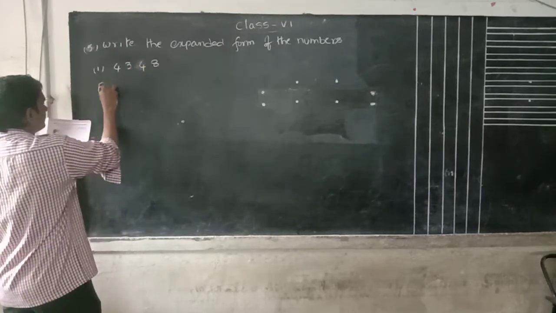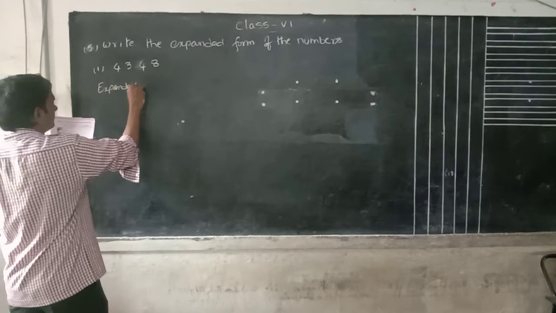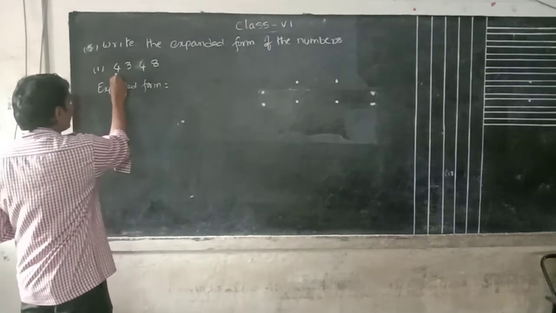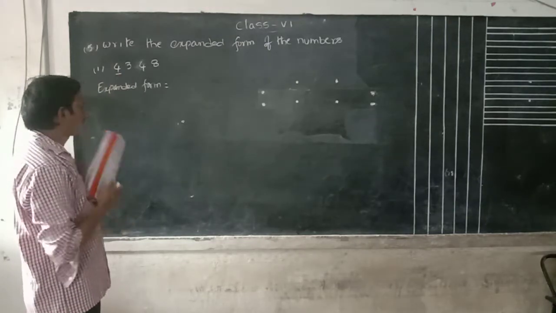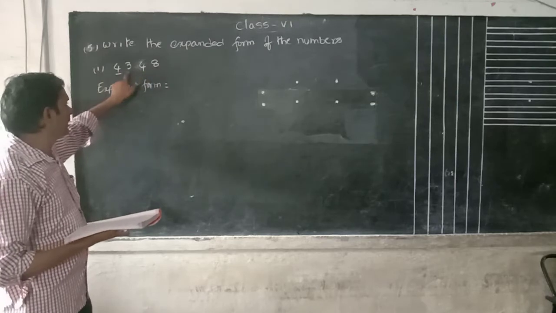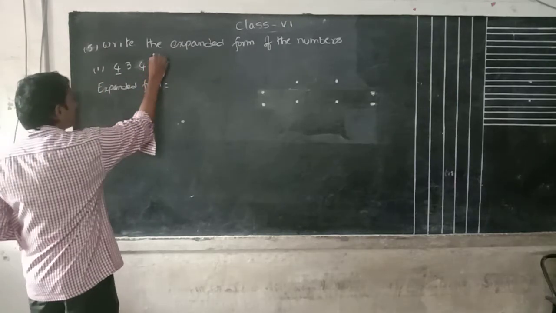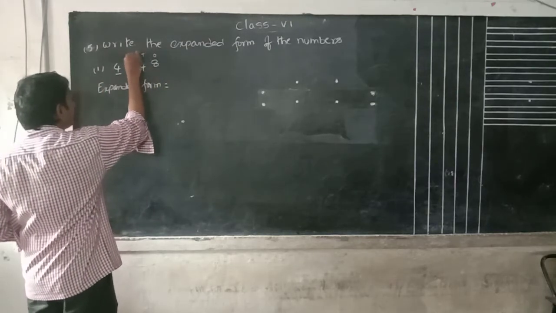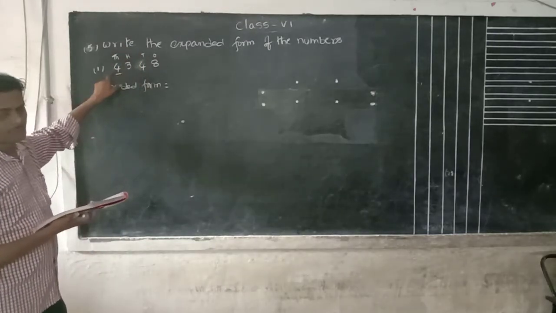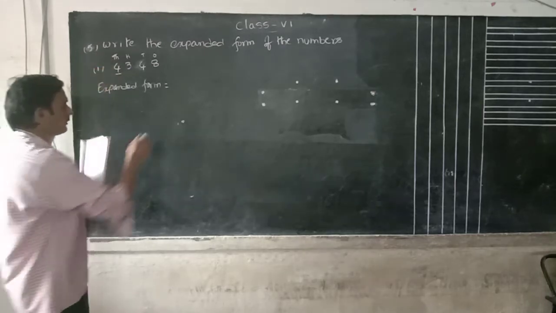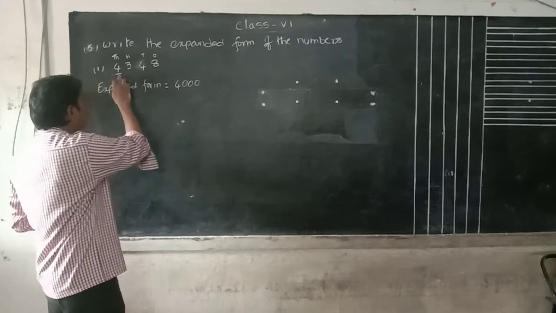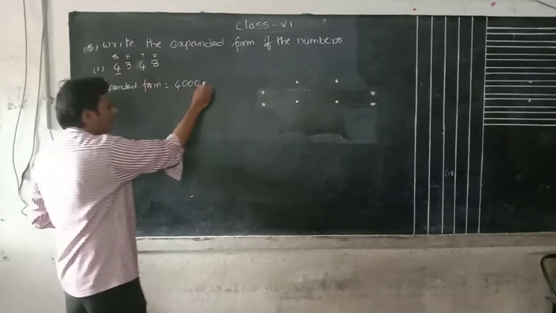Expanded form equal to, okay, 4. We have to take the first 4. 4 is located in which place? Thousand place. Ones, tens, hundred, thousand. So 4 is thousand, 4,000 you have to write here. 4 is located at the 1000 place. We have to write 4,000 plus.